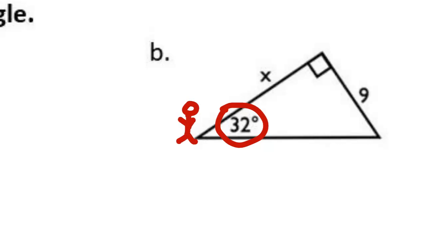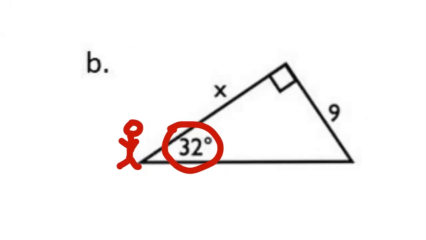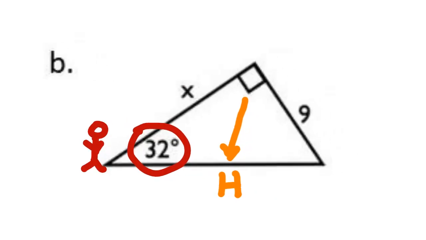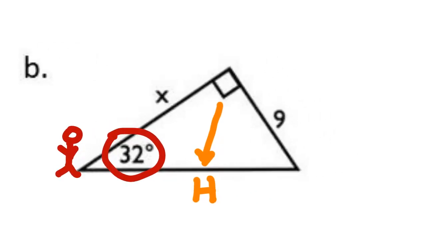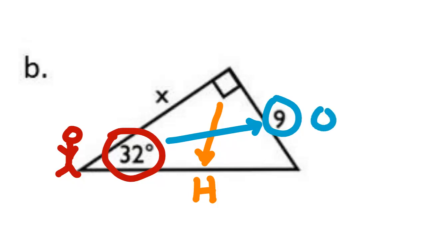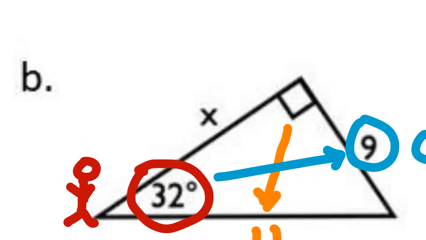Then we label our sides. Which side do we always label first? Hypotenuse. Where's the hypotenuse in this triangle? It's at the bottom, right here. Then we label which side? Opposite. What is opposite 32 degrees? 9. And so my adjacent side would have to be which one? Adjacent side has to be x.